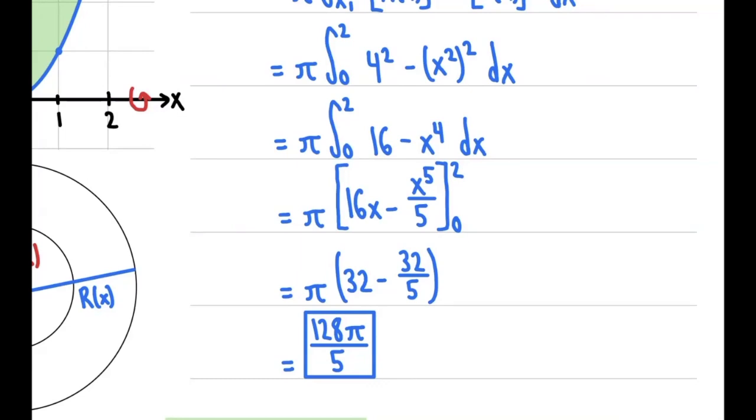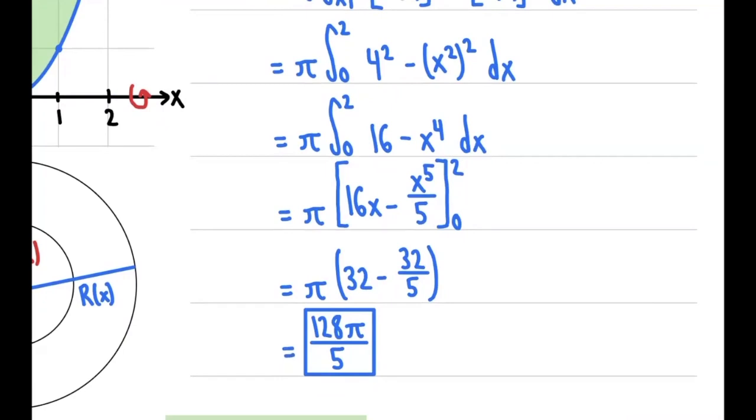You raise the exponent, add 1 to it, and divide by that number. That's how the reverse power rule works.